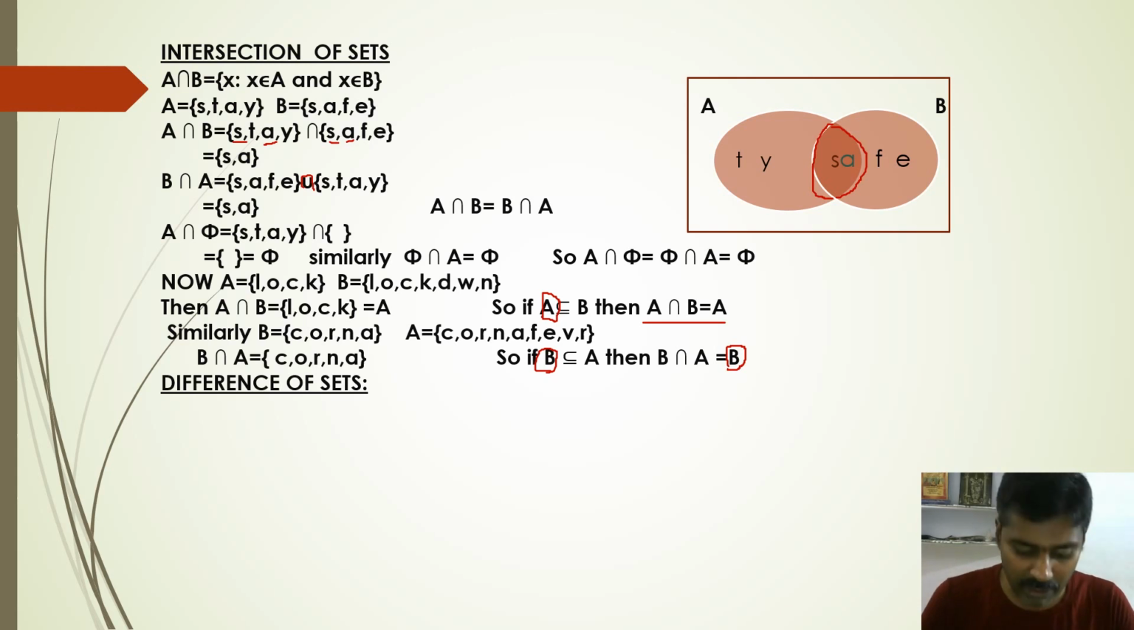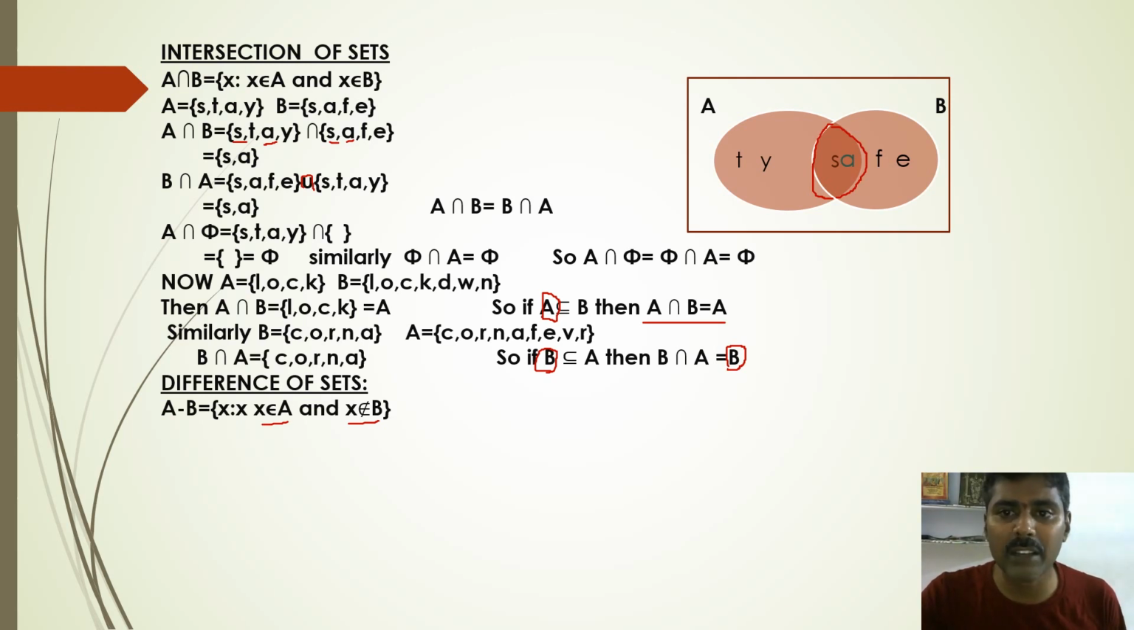After the intersection we have the difference of sets. Difference of sets means we have to subtract A minus B. It is not the regular subtraction. Generally we think that for A minus B the elements should be subtracted, like if there are 5 and 6, and 1 and 2, we subtract 5 minus 1 and 6 minus 2. Not like that. Removing elements is nothing but difference. What does removing elements mean? A minus B means x such that x belongs to A and x does not belong to B. If you observe the figure itself, T and Y belong to A but not to B, and F and E belong to B but not to A.